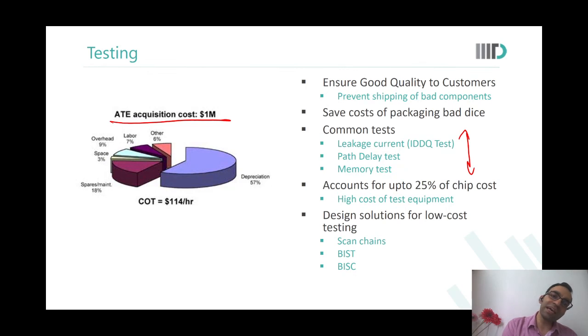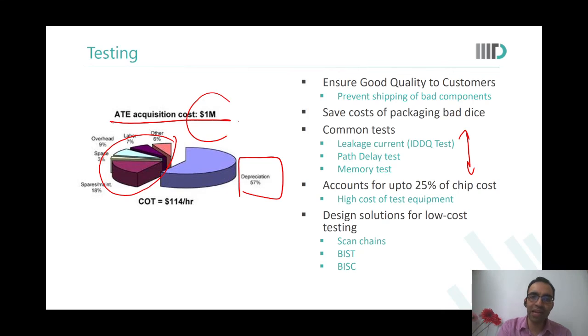And realize that of the overall cost of test, a huge 57% of the cost, even at this time, was depreciation cost. So there is a huge research effort that we as designers are also taking up to reduce the cost of test. Even in my group, we are working quite extensively on reducing the cost of test for SRAMs. But across the board, people are working on methods to reduce the cost of test.